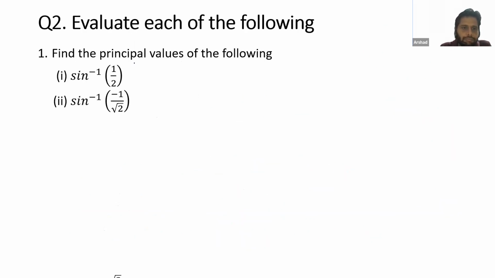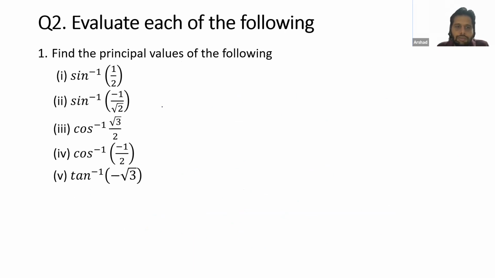Now we will check them. For example, in the second one, who can tell me the formula for sine inverse of minus x? Abdur, can you tell me this formula? Minus sine inverse x. Very good. Okay, so we are doing the second question.